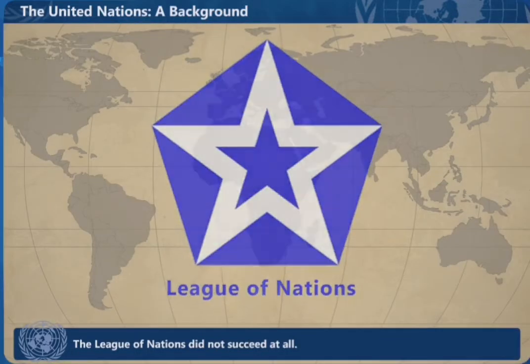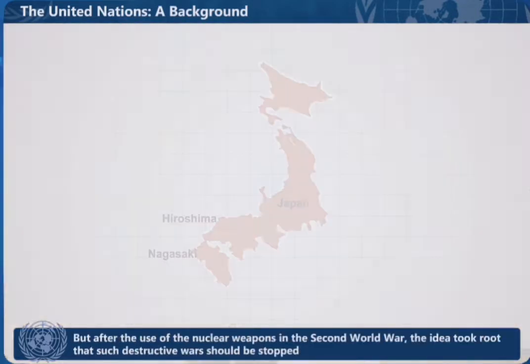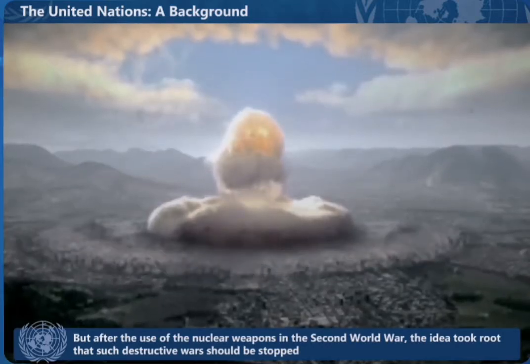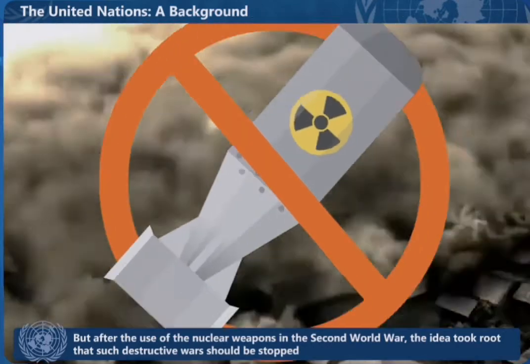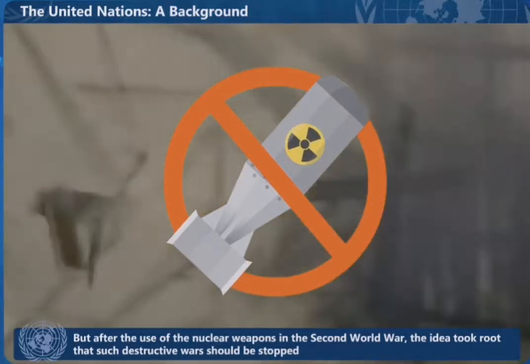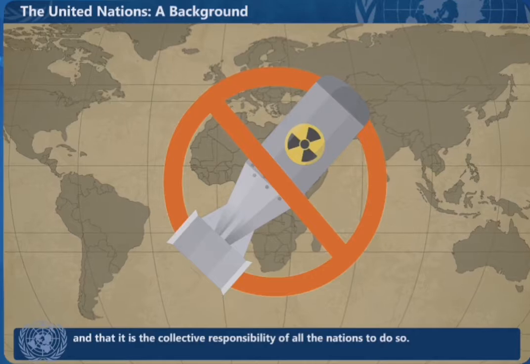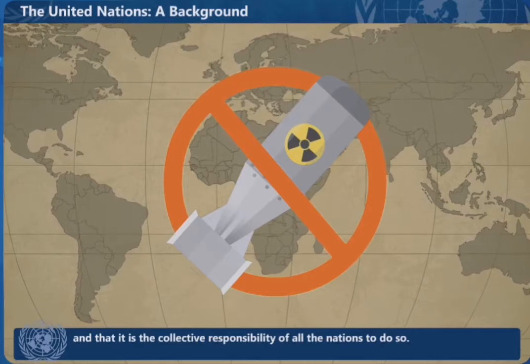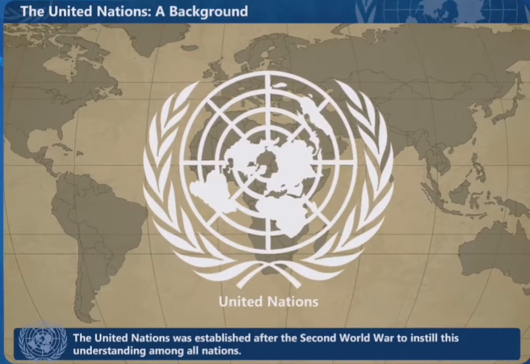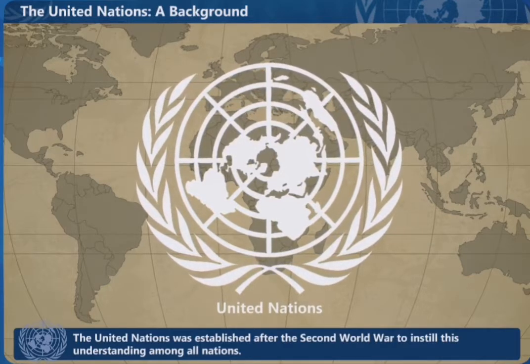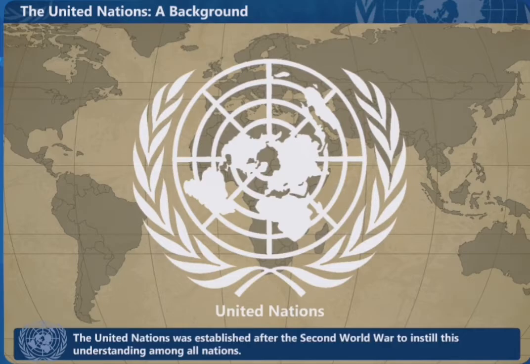The League of Nations did not succeed at all. But after the use of the nuclear weapons in the Second World War, the idea took root that such destructive wars should be stopped and that it is the collective responsibility of all the nations to do so. The United Nations was established after the Second World War to instill this understanding among all nations.